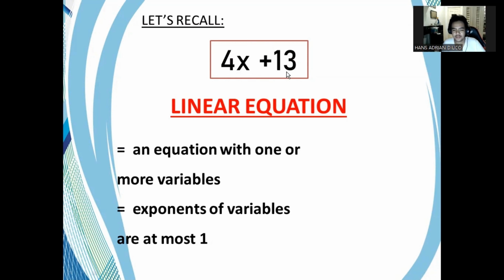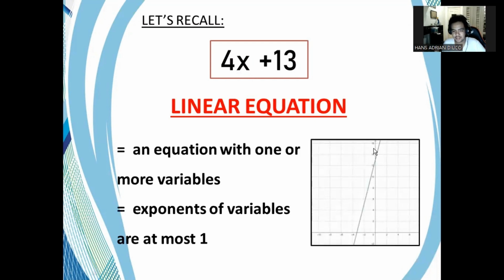So that's also the degree. Yes, correct, number 9. The degree is 1 for a linear equation. Degree is the highest exponent for a variable in a linear equation or polynomial equation, rather. And it's called a linear equation because when you graph it, it looks like this. Specifically, 4x plus 13, when used in the GeoGebra app, or when you graph it, it looks like this. It's a straight line.